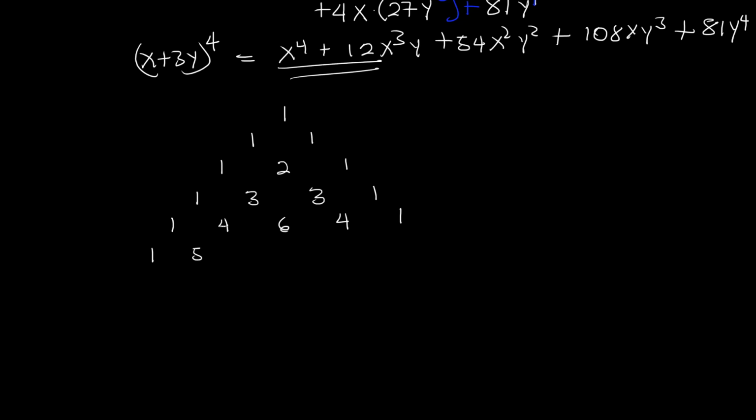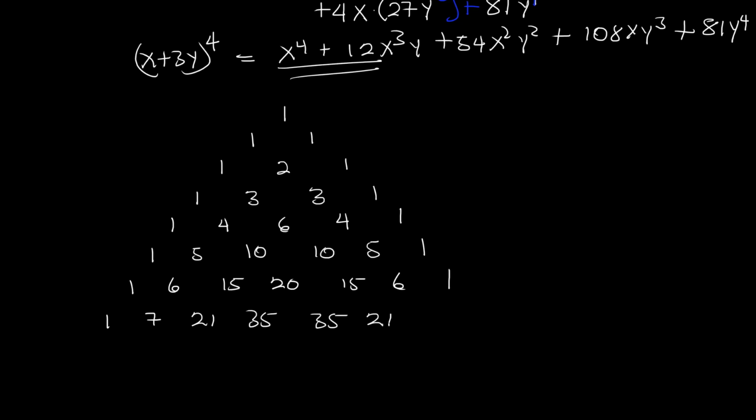1 plus 4 is 5. 4 plus 6 is 10. 6 plus 4 is 10. 4 plus 1 is 5. And we have 1. We have 1, 6, 15, 20, 15, 6, 1. We have 1, 7, 21, 35, 35, 21, 7, and 1. Okay, so let's end here.